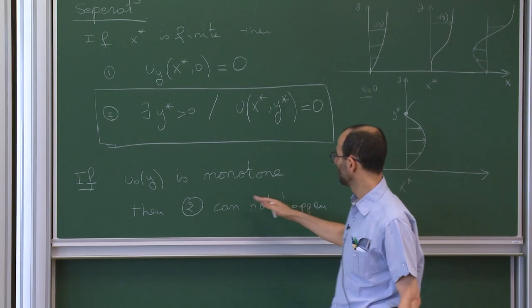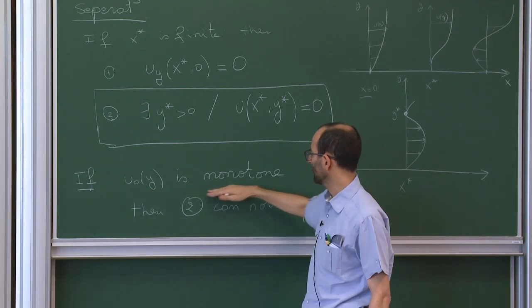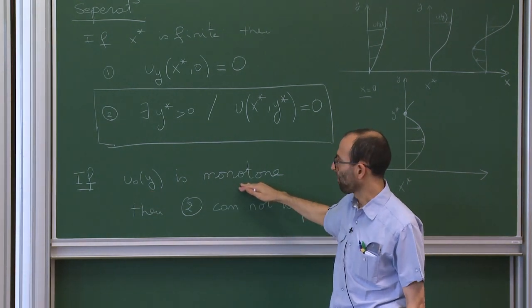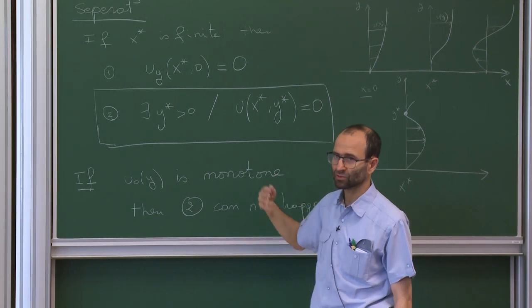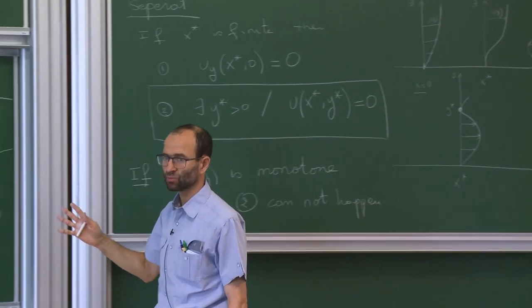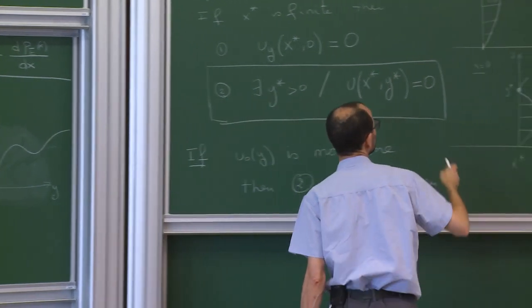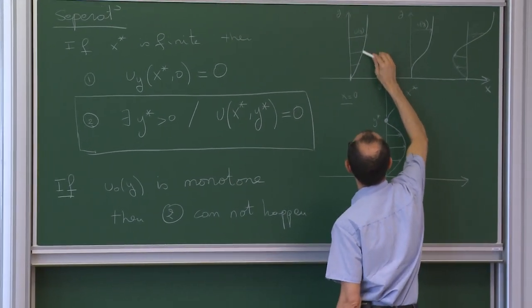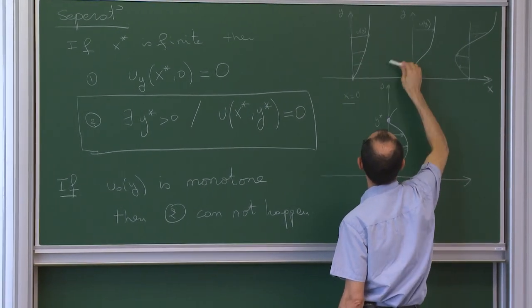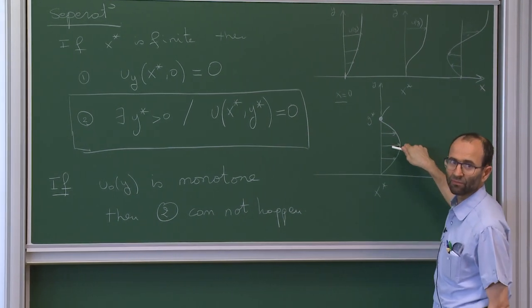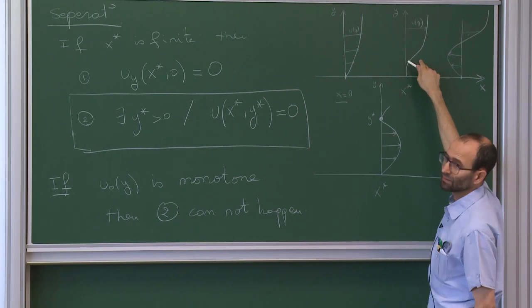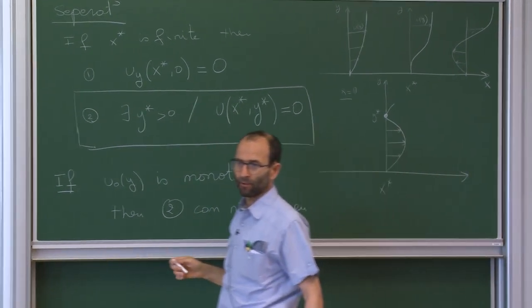You can prove that if u0 of y is monotone, then ux of y as a function of y stays monotone, right? So if you start with a profile like this, which is monotone, you keep it monotone. So if you keep it monotone, you can never have this. You can only get this. Okay.